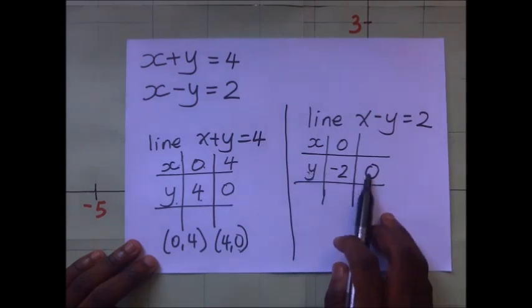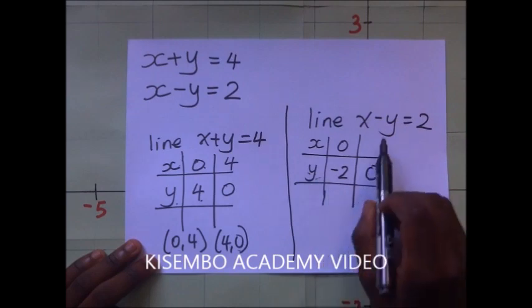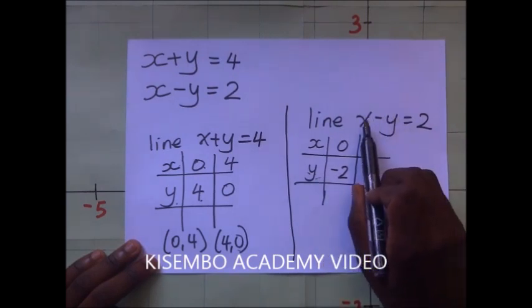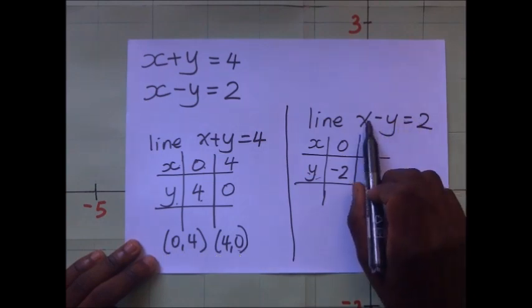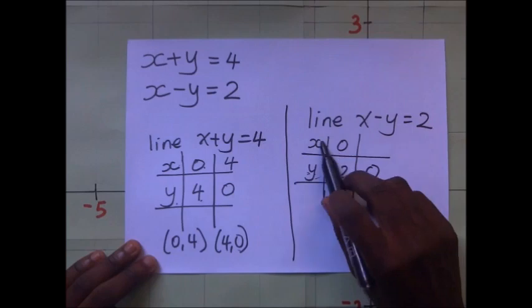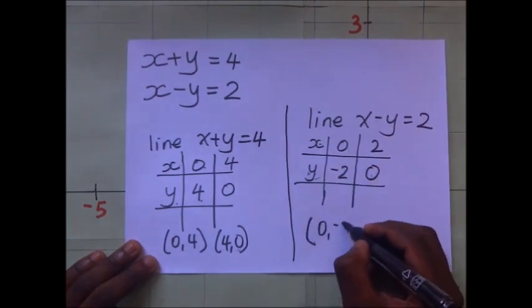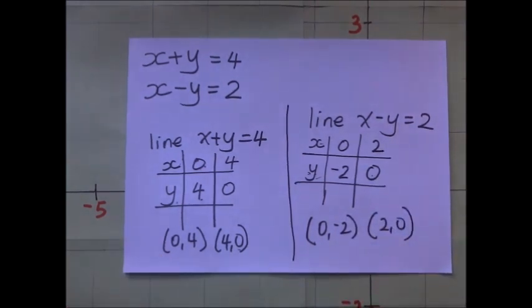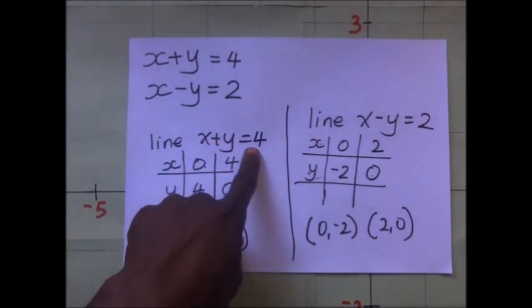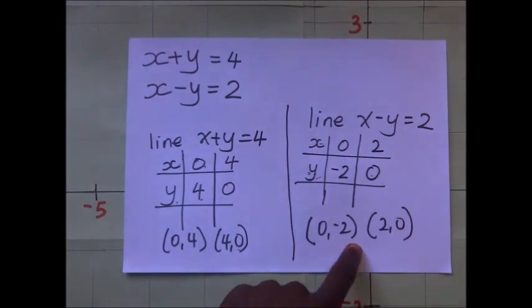Likewise, if our value of y is 0, what is our value of x? If we substitute 0 for y, it becomes x minus 0 is equal to 2, so our value of x will be 2. So when y is 0, x will be 2. So we shall come up with coordinates 0, negative 2 and 2, 0. We shall plot these to draw line x plus y is equal to 4 on our grid, then also plot this other line, and where those two meet is the solution.